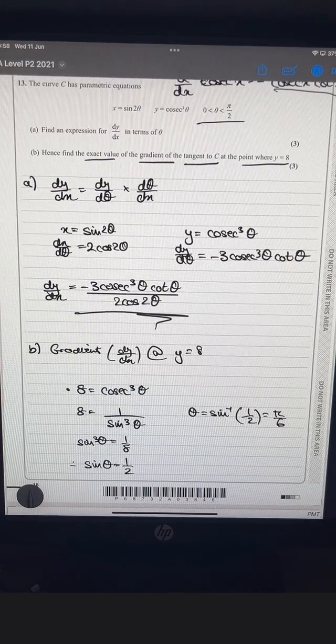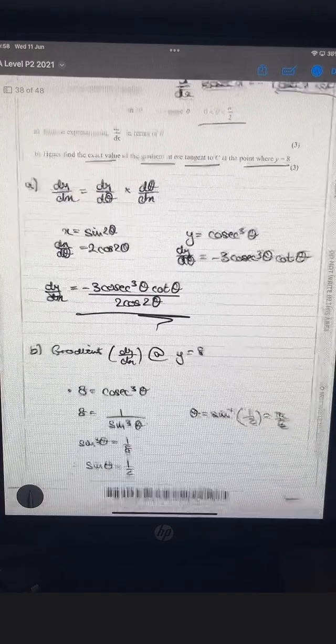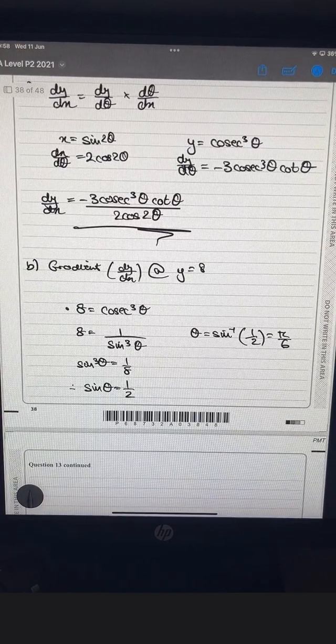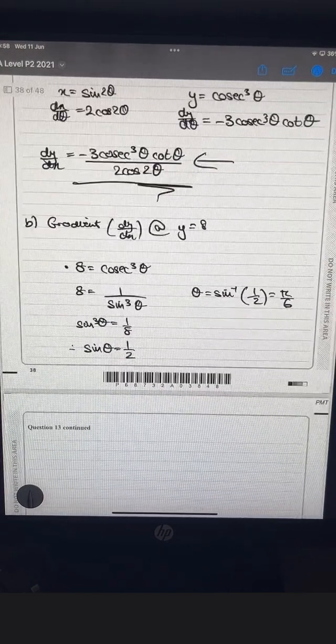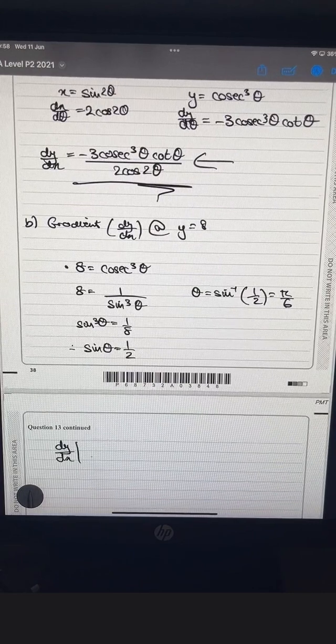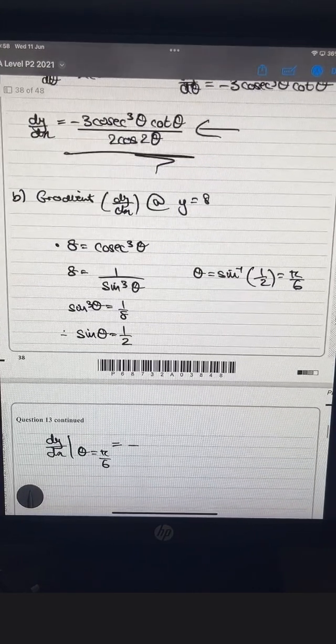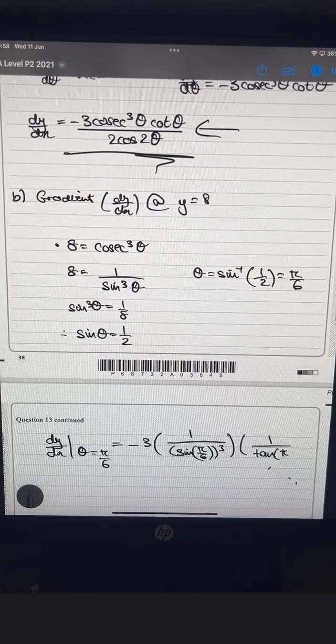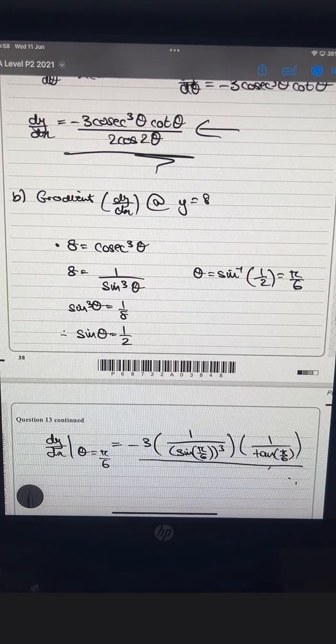So now I just need to find the gradient at that point, because I need to find theta to sub in here. So dy by dx at theta equals pi by 6 equals, and this is what I'm going to put into my calculator, minus 3 bracket 1 over bracket sine pi by 6 all cubed multiplied by 1 over tan pi by 6 all divided by 2 cos 2 pi by 6. That is exactly what I'm going to put into my calculator.